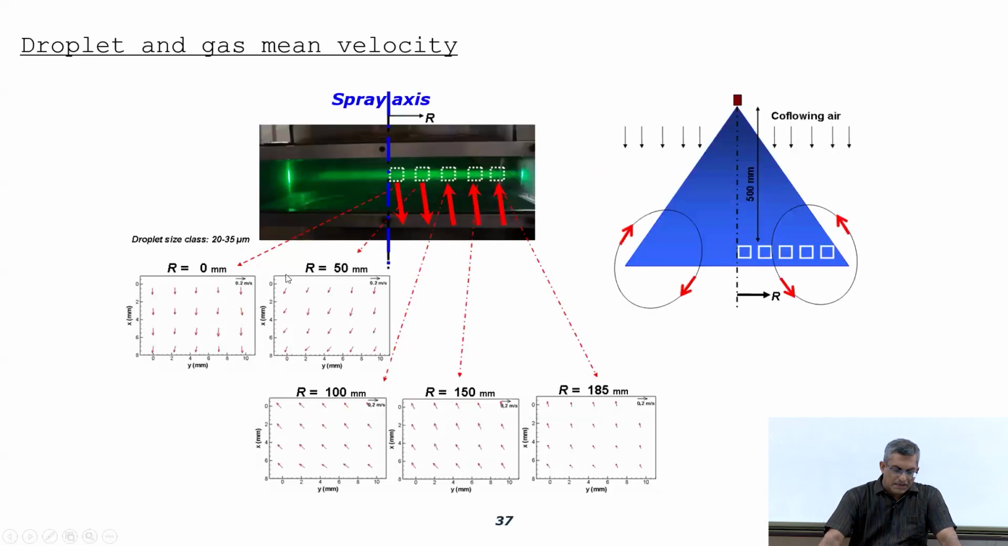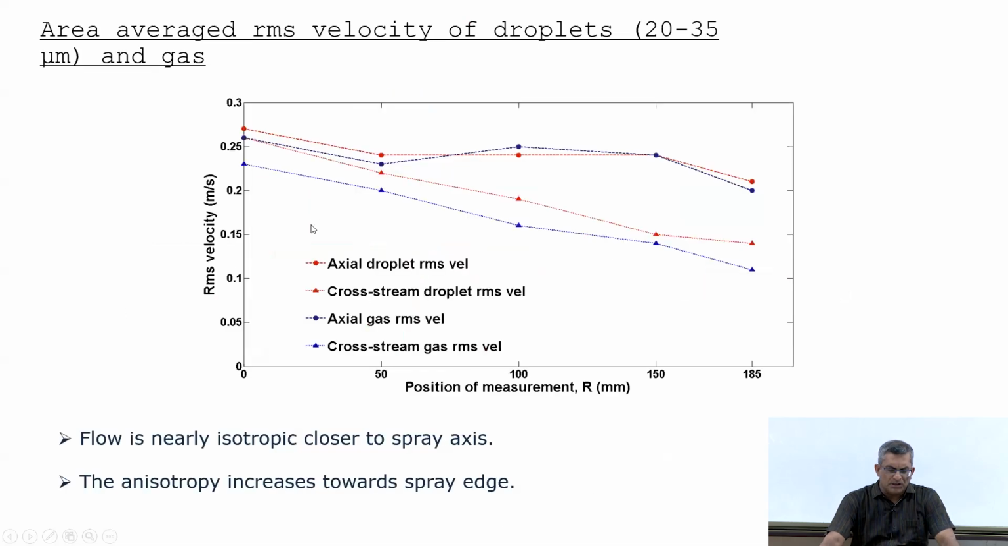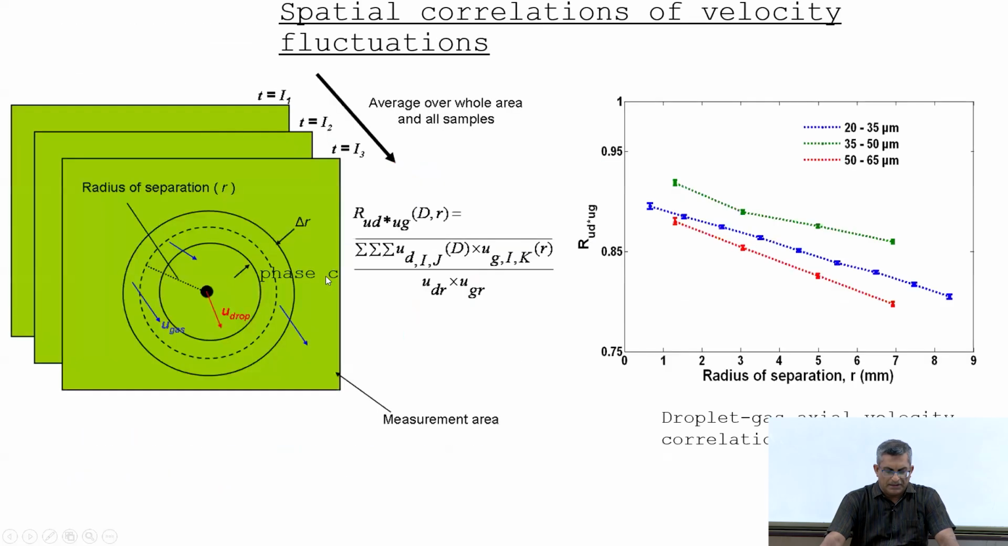Here you see how the mean flow field looks like in this case. In this example, you have a kind of vertical flow present at a certain distance from the injector exit, and the flow is nearly homogeneous, isotropic, which we can also show, and then we can calculate the correlation between the particle and the carrier phase velocity. That is the main advantage of this technique.